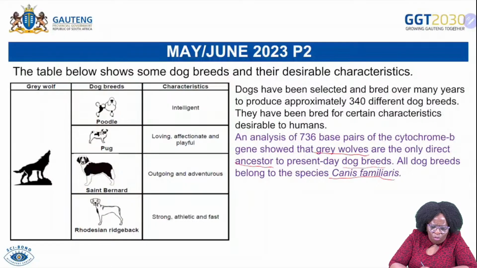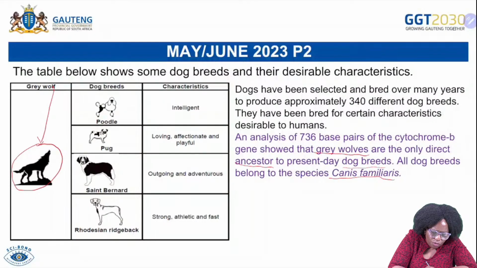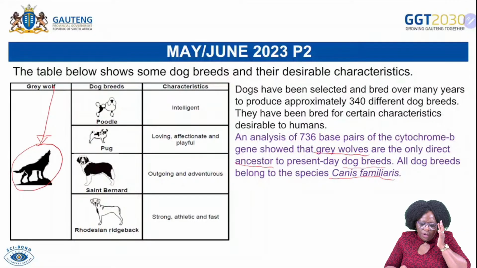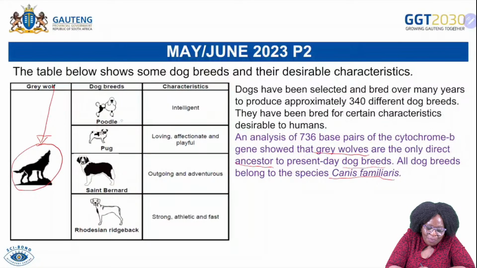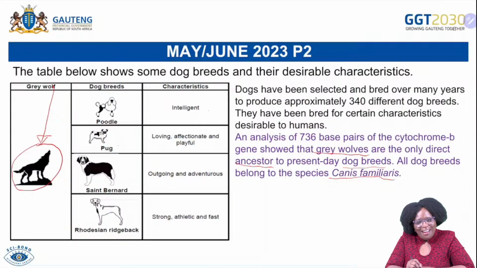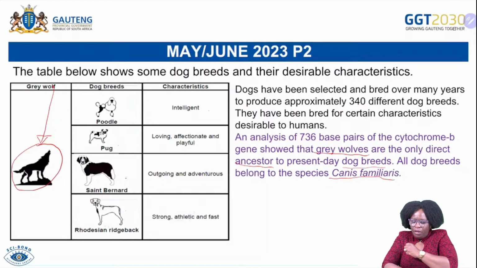Okay, so what is this now? Okay, I see. This is the gray wolf and this is the ancestor. But now due to human intervention, there have been desired characteristics that they wanted. So we've got a little poodle, which is very intelligent. We've got this pug here, loving, affectionate, and playful. And we've got Saint Bernard, outgoing and adventurous. Rhodesian Ridgeback, this one is strong, athletic and fast.